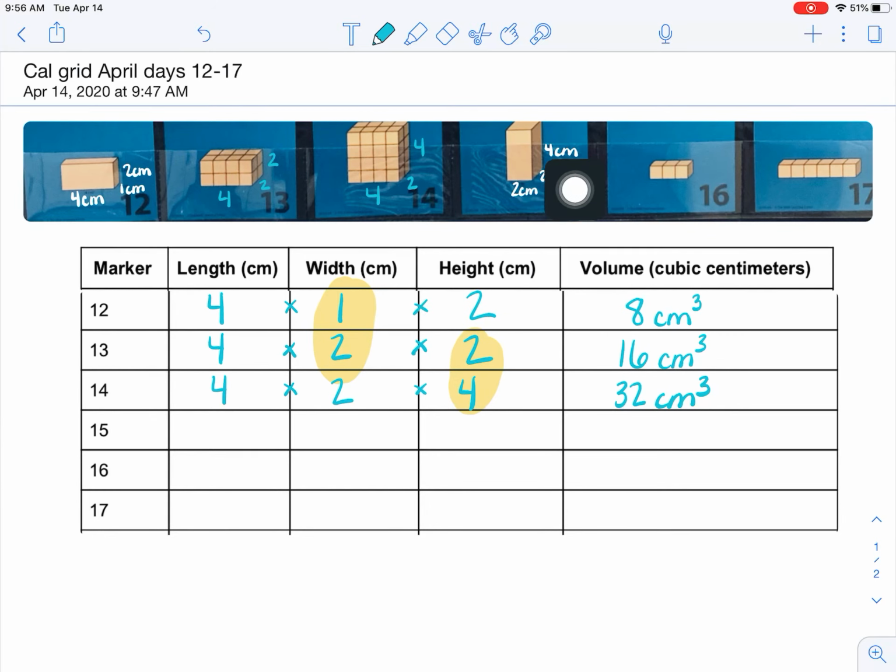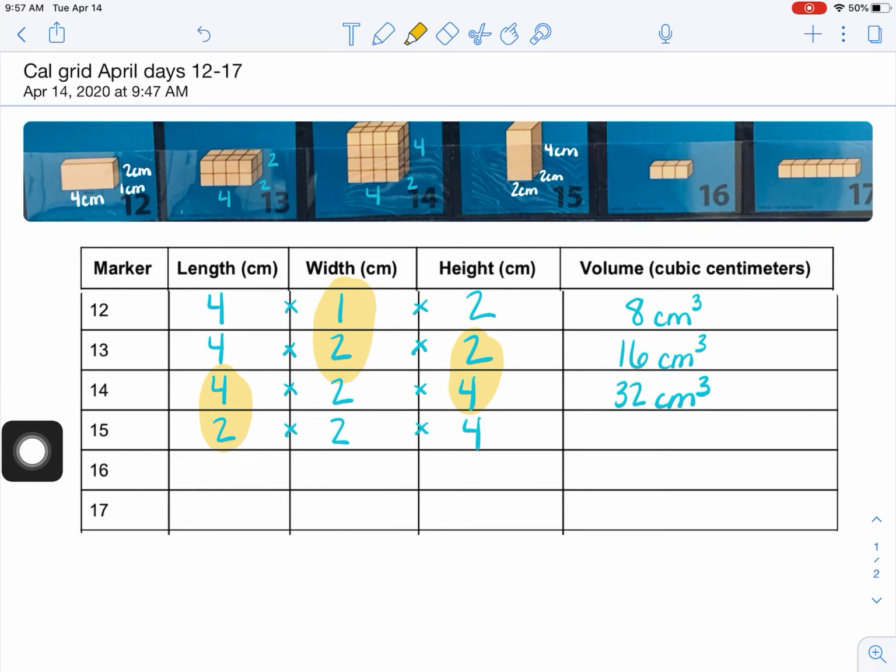On to day 15. This is a 2 by 2 by 4. So let's record those down. 2 by 2 by 4. So what do you notice happened this time in day 15 compared to day 14? Yeah, we have right here, the length is cut in half. So now we did the opposite of what we have the last two times. Before we were doubling this dimension and then this dimension, but now we're cutting a dimension in half.